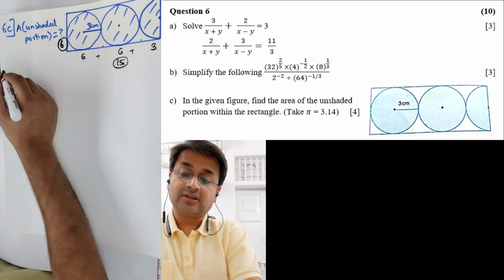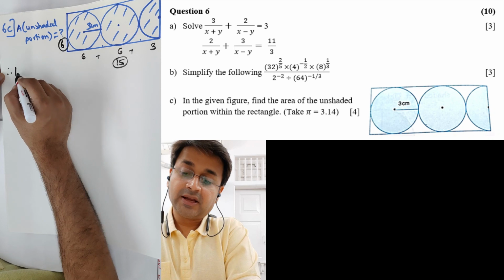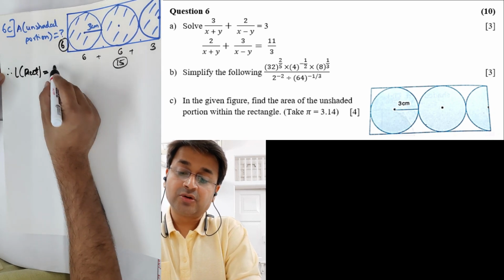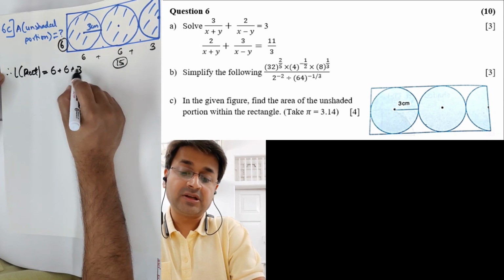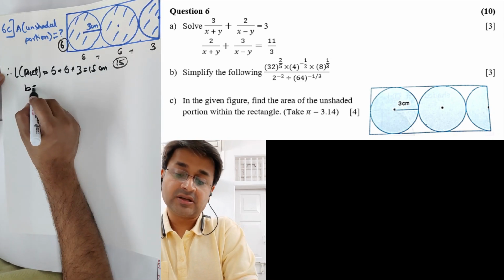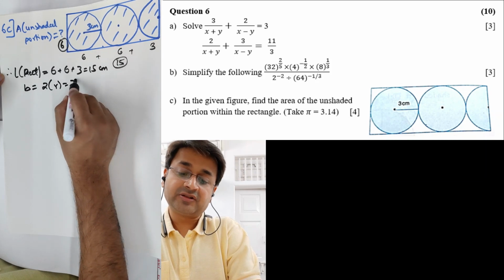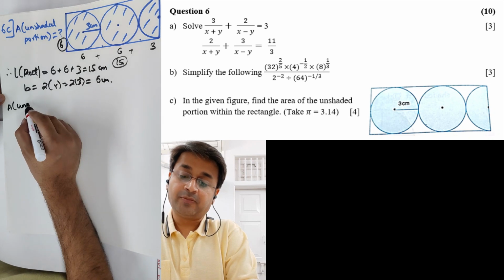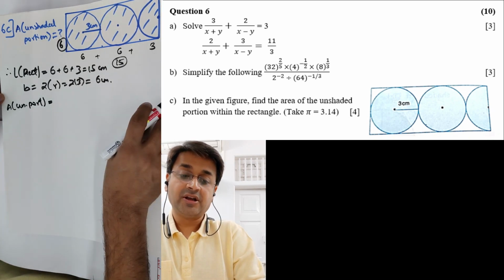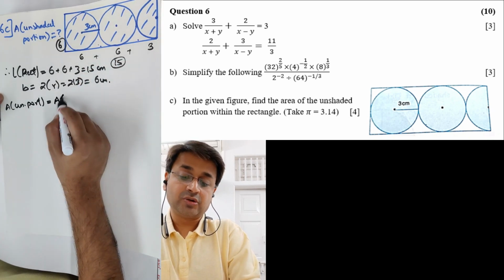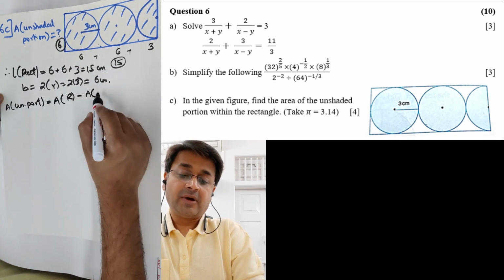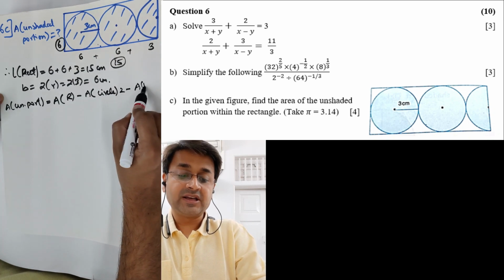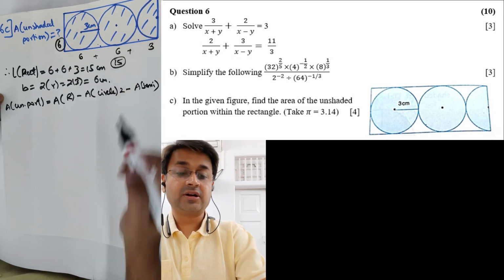So we got the length and the breadth. So first, the length of the rectangle is going to be 6 plus 6 plus 3, that is 15 centimeters, and breadth will be 2 times the radius, so 2 times 3, that is 6. Now area of unshaded portion, not shaded, they want unshaded. So unshaded is here outside, so you will say area of rectangle minus area of circle 1 and 2, so into 2, minus area of semicircle, that is this one.